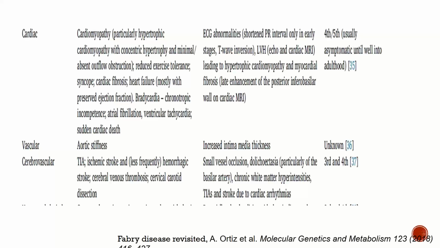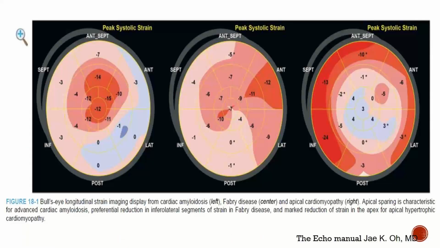The patient will have hypertrophic cardiomyopathy with concentric hypertrophy and minimal or absent outflow tract obstruction, unlike HOCM, for example. They have reduced exercise tolerance, syncope, cardiac fibrosis, heart failure, bradycardia, and chronotropic incompetence, and may also present with atrial fibrillation, VT, and sudden cardiac death. ECG findings include a shortened PR interval in the early stage, T-wave inversion, and signs of LVH. They also have vascular involvement, such as aortic stiffness, TIA, and strokes.